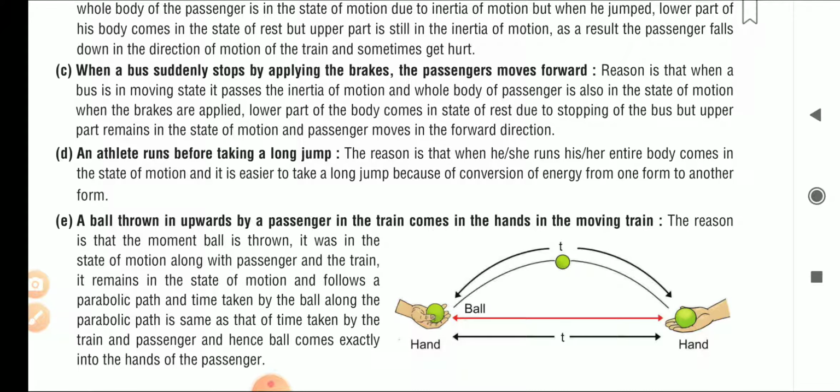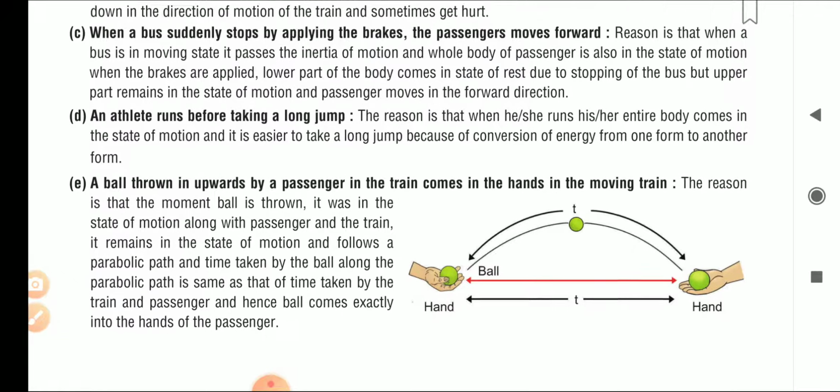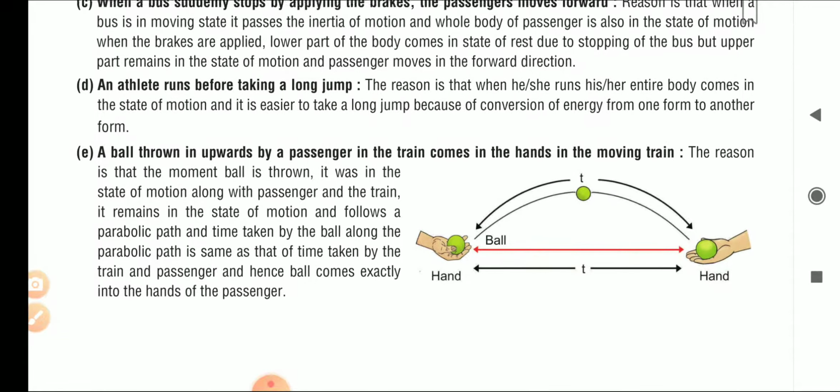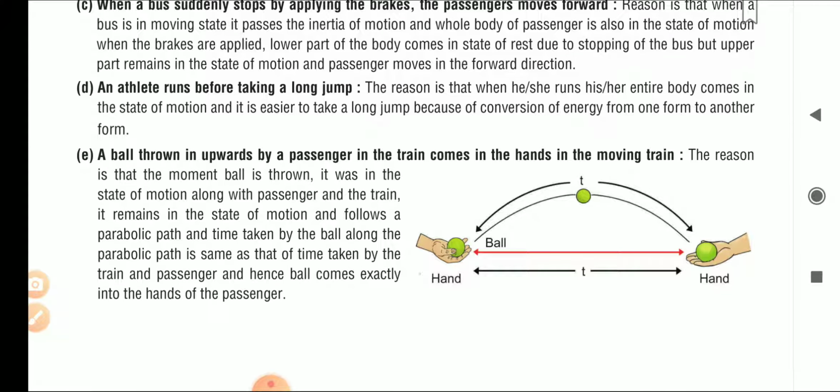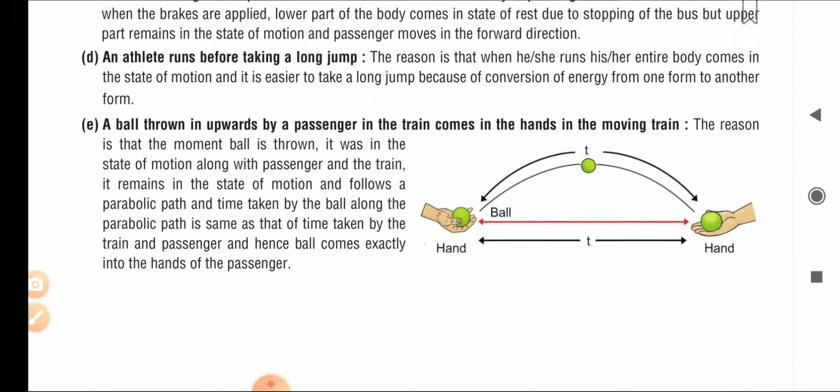An athlete runs before taking a long jump. The reason is that when he or she runs, the entire body comes in the state of motion, and it is easier to take a long jump because of conversion of energy from one form to another form.